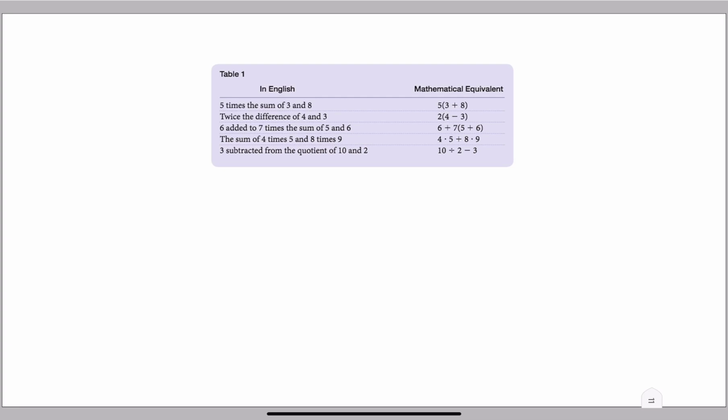Same with twice the difference of 4 and 3. I double the difference, but I have to find the difference first before I can double it. And the parentheses help me to know that even though multiplication is more powerful than subtraction, it doesn't get to go first because of the grouping symbols. And that's the way I said it, and that's the way I wrote it. Okay.